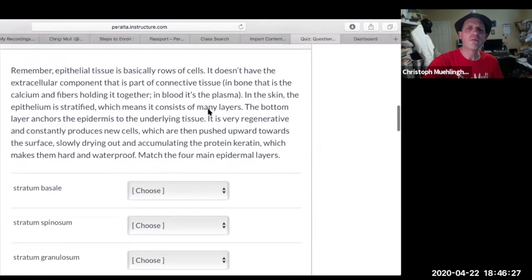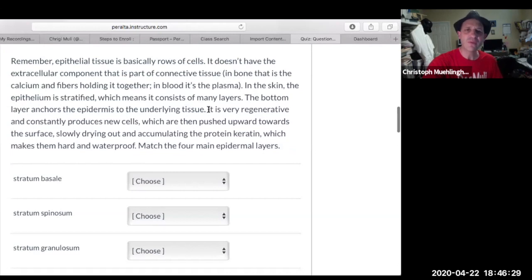I hope. Oh, look, now we got a matchy one. That's good. Remember, epithelial tissue is basically rows of cells. It doesn't have the extracellular component that is part of the connective tissue. In bone, that was calcium, and in blood, that was plasma. Just a reminder. Again, that's chapter 4 stuff.